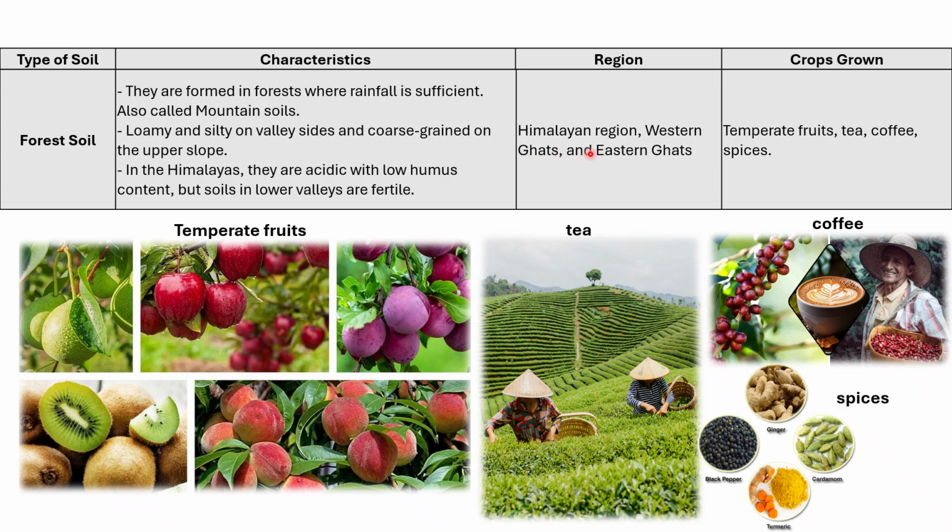It will be found in the Himalayas, Western Ghats and Eastern Ghats. Here crops are grown like temperate fruits such as apples, plums, pears and kiwis. It is also suitable for growing tea, coffee and various spices like black pepper, ginger, turmeric, etc. As you can see in the images, these crops generally thrive only in cooler climates, compared to normal conditions. So here it mainly grows in hilly terrains.